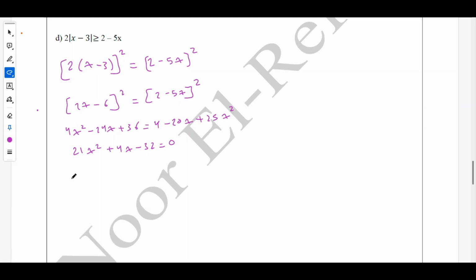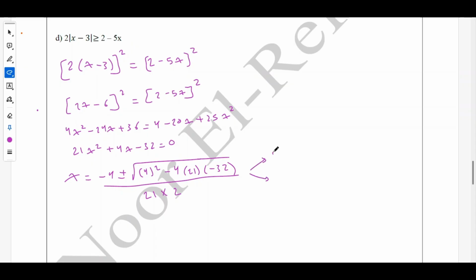I'm going to use the general formula. x equals negative 4 plus or minus the square root of 4 squared minus 4 by 21 by negative 32, over 21 by 2. I'm going to get two x values: x equals 8 over 7, and x equals negative 4 over 3. I'm going to draw the number line, with negative 4 over 3 and 8 over 7.